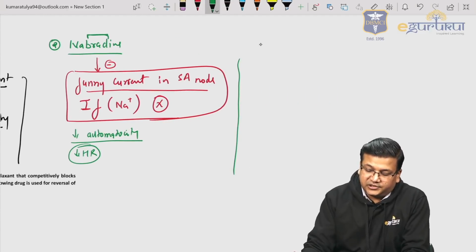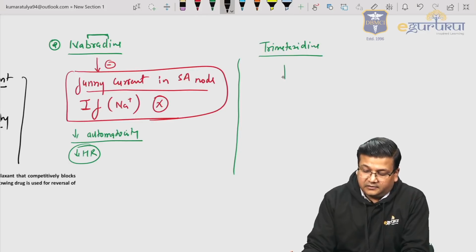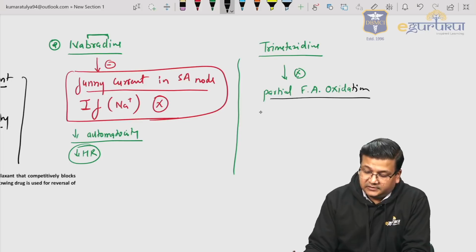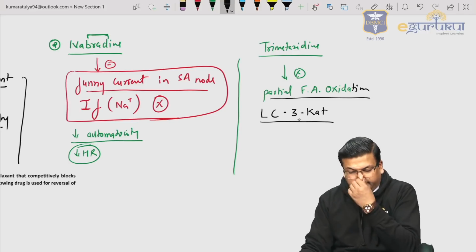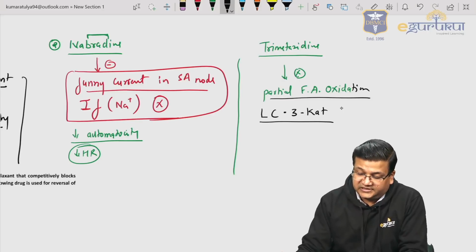The third drug which is mentioned is trimetazidine. Trimetazidine, it is an inhibitor of partial fatty acid oxidation. Fatty acid oxidation, the enzyme is LC3-KAT. LC stands for long chain 3-ketoacyl thiolase. This enzyme is inhibited.